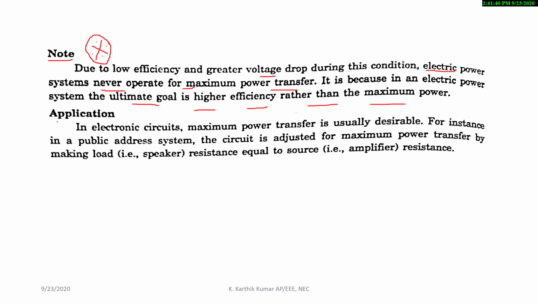The second point is application. In electronic circuits, maximum power transfer is usually desirable. For example, in a public address system, the circuit is adjusted for maximum power transfer by making the load resistance, that is the speaker resistance, equal to the source resistance, that is the amplifier resistance.